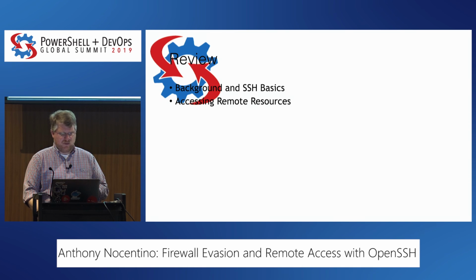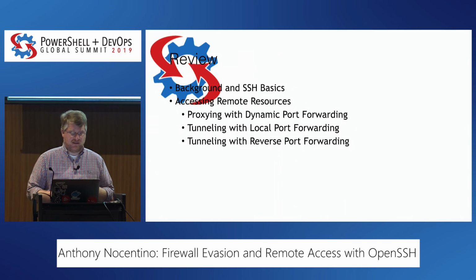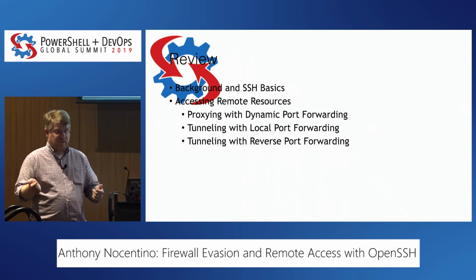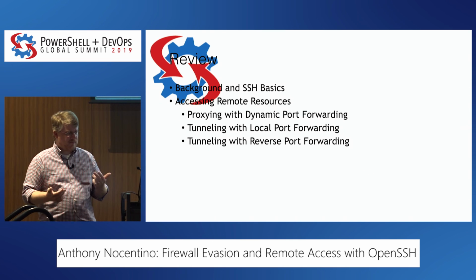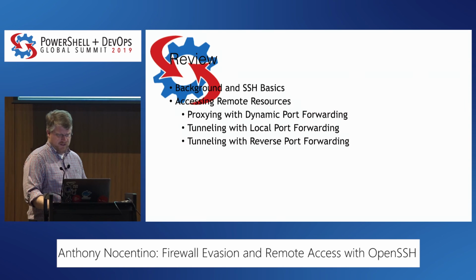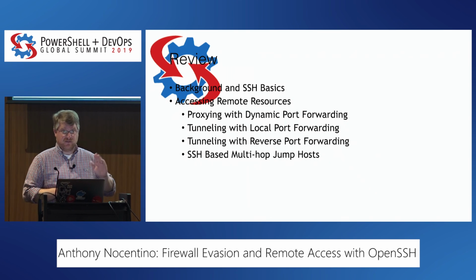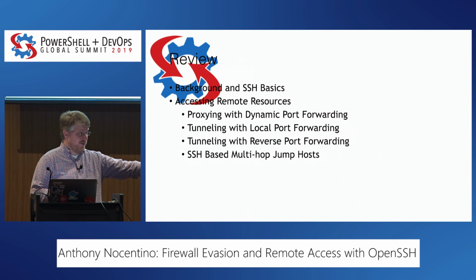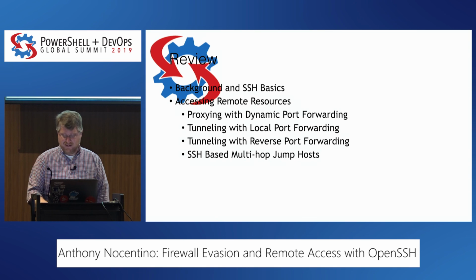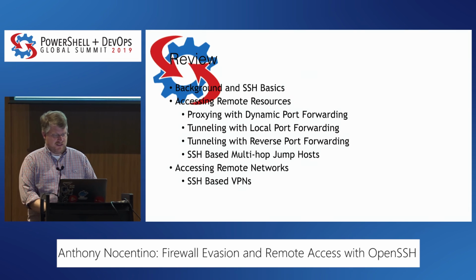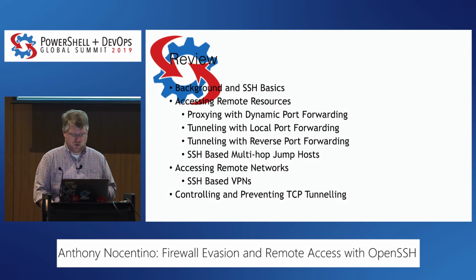We talked about accessing remote resources with these different techniques, right? At the application level with dynamic port forwarding, an arbitrary TCP service bidirectionally, and local and reverse port forwarding. And you guys can leverage that pretty easily. We have multi-hop jump hosts, and then PowerShell because I had to, but it was pretty cool to be able to see that slide all the way through with no boundaries there, because you can't do that in Windows, right? Or you can make it happen, but it's a total pain in the butt. And accessing remote networks with SSH VPNs. And then controlling and preventing things.